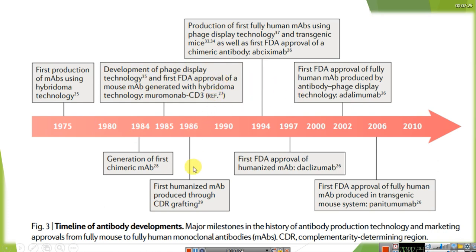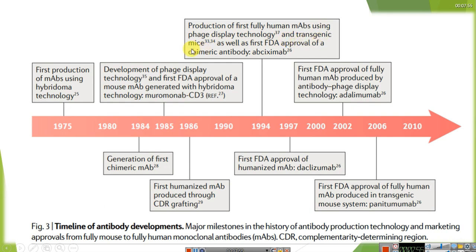Now in 1986, the first humanized monoclonal antibody was produced through CDR grafting. This is another way of producing humanized antibody, that is CDR grafting. And in 1994, the first fully human, not humanized, fully human monoclonal antibody was produced using phage display technology.